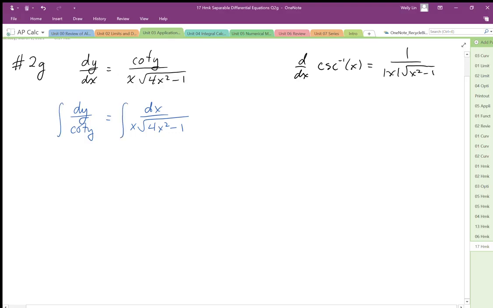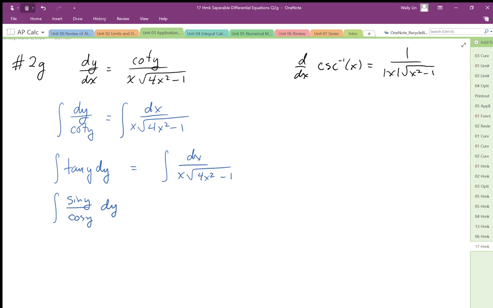This is going to be a little bit harder to integrate, so I'm going to rearrange this to just tan y dy equals dx over x root 4x squared minus 1. So on this left hand side, we want to separate this into sine y over cos y dy. And we need to use a substitution here to solve this.